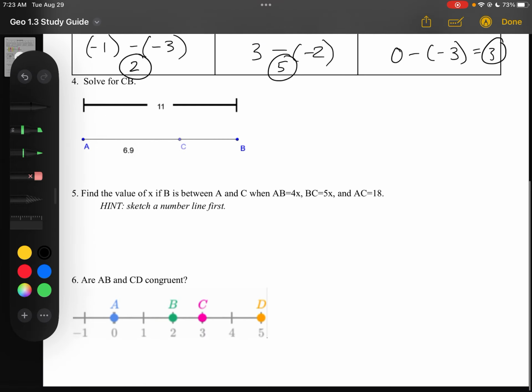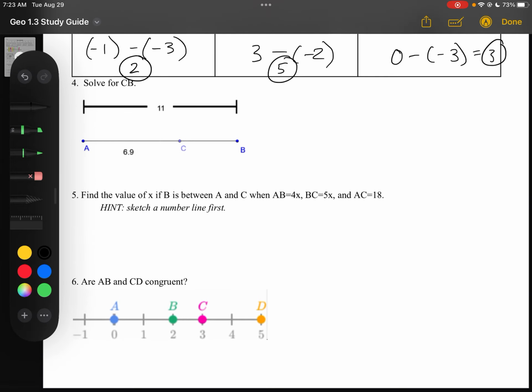Second one, CB. So we know this entire distance from A to B, this whole thing, that's a congruent segment that's equal to 11. We know that we have already accounted for this portion right here, that's 6.9. So if we take 11 and we subtract 6.9, we'll end up with our final answer of 4.1.